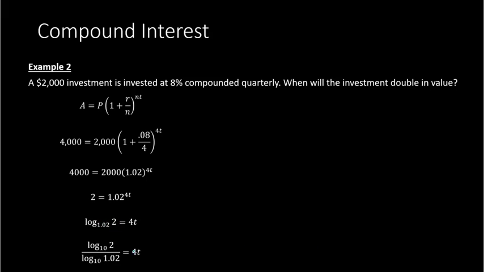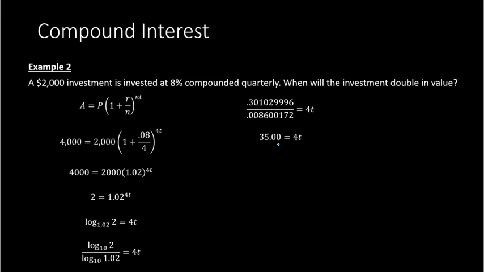So assuming you know how to use your calculator to type in log of 2, you get this decimal on the top, 0.3010, etc. And then log of 1.02, you get 0.0086, etc. And when you divide those two numbers, you get 35.00.